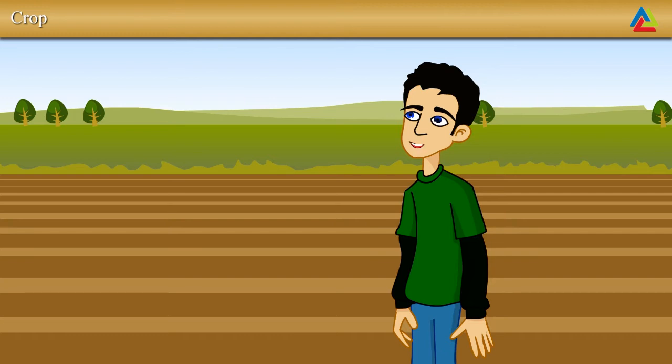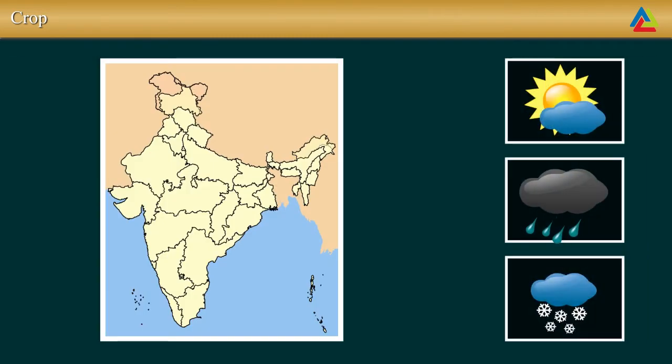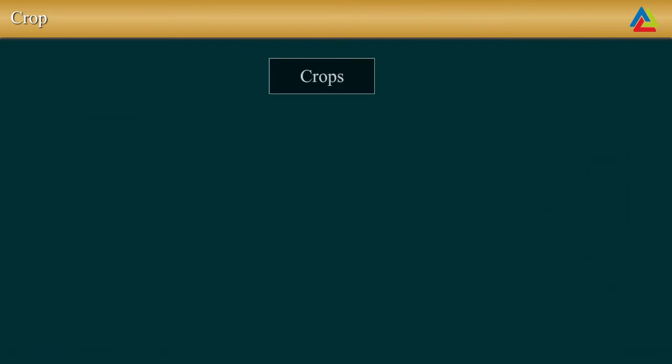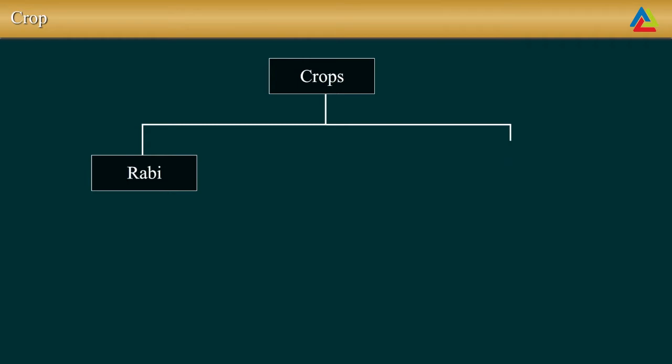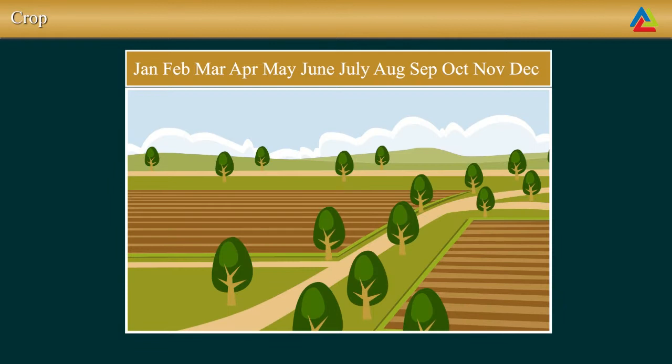Yes. But can we prepare these crops anywhere and in any time of the year? In India, the climatic condition like temperature, humidity, and rainfall vary from one region to another. Hence, we have different variety of crops. Crops are broadly divided into two parts, Rabi and Kharif. But what do they mean?